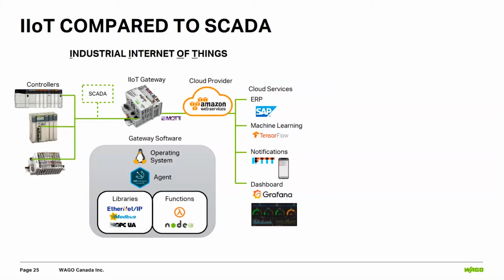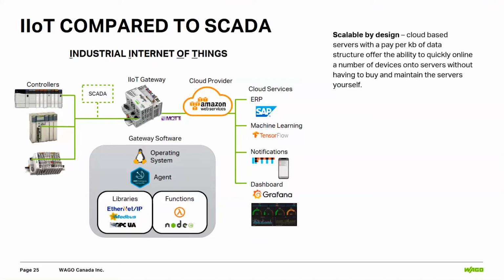And then from the cloud, we can send it to a variety of different cloud services, such as an ERP. Maybe we want to do some machine learning because we've got some predictive diagnostics. We still want to send notifications, just like we would from our SCADA. So we've got an option for that, and maybe some high-level dashboarding as well for management.